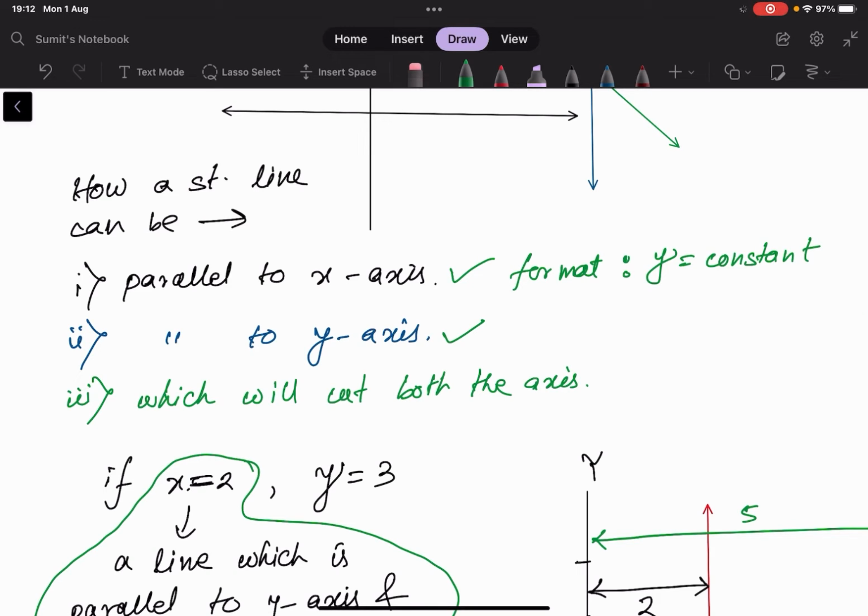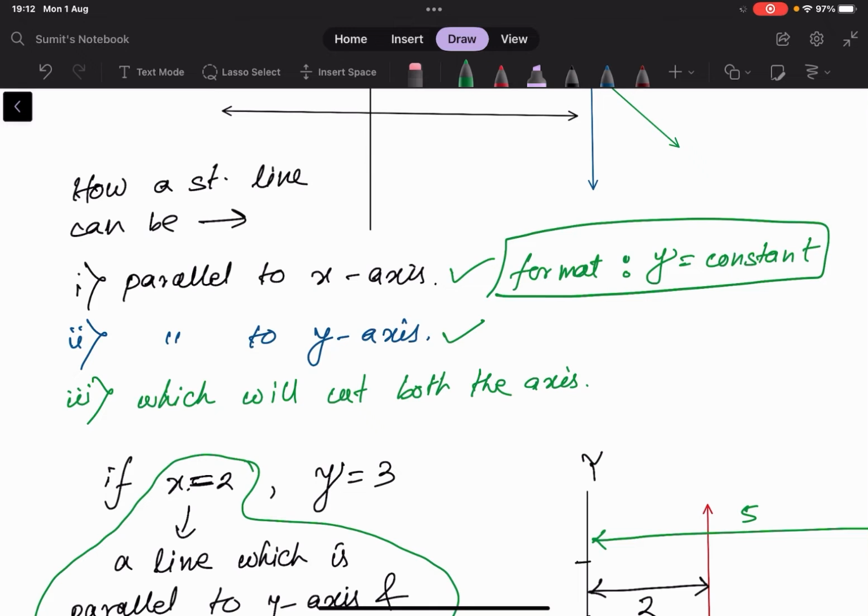How will you identify a line which is parallel to the x-axis? The format of the equation will be y equal to constant, any constant. Right? There cannot be more than one value of y, there will be a term of y only, right?